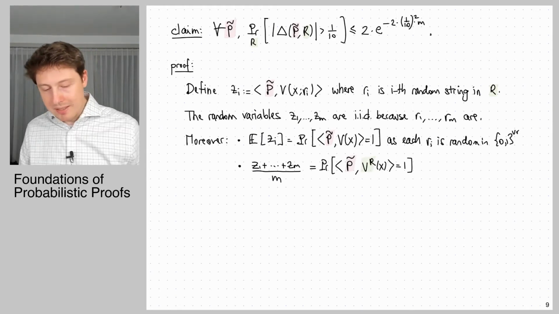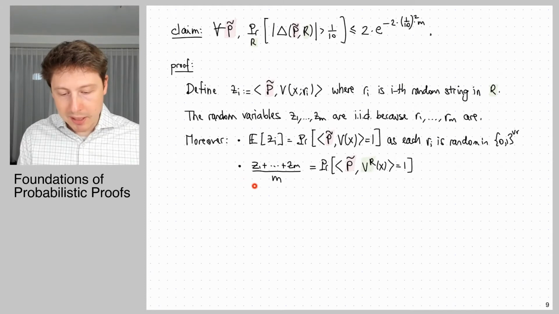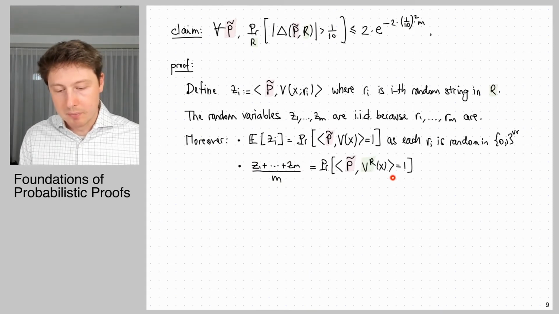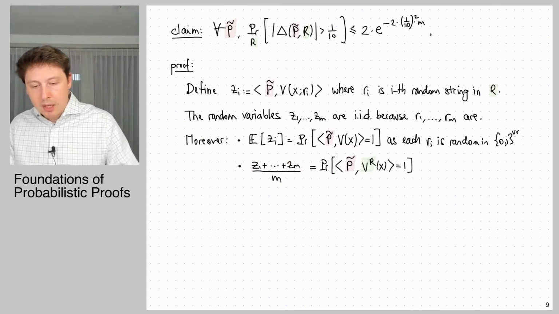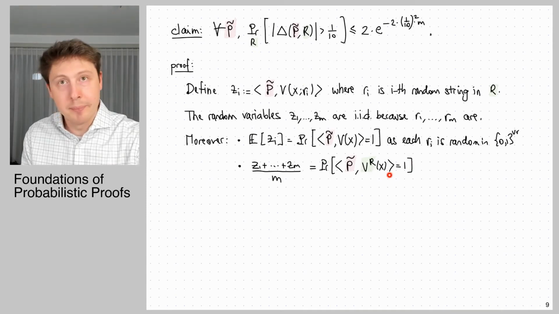Moreover, let's look at this carefully. I claim that this random variable, or rather this quantity, equals this probability. Let's think about it. R is a random variable, right? So this probability is also a random variable, right?